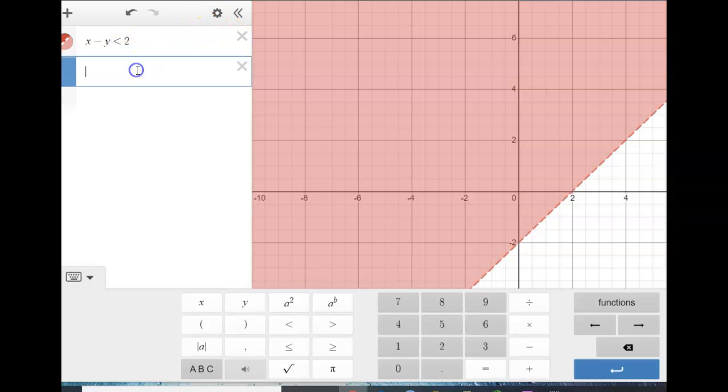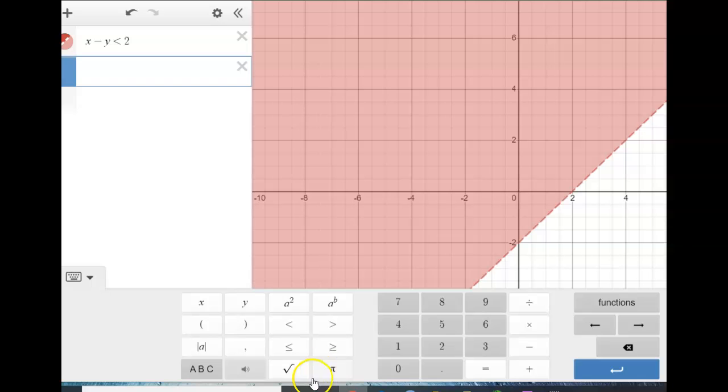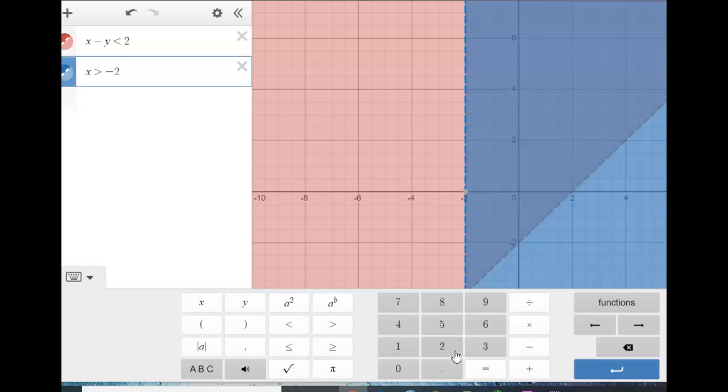Now I'm going to graph the next inequality, and that is x is greater than -2. And you could see now it's graphing it in blue. Since it is greater, it's shading the right side of the vertical line. The vertical line is dashed as well. And you could see the intersection of the red and blue already happening. It's creating this almost purple.